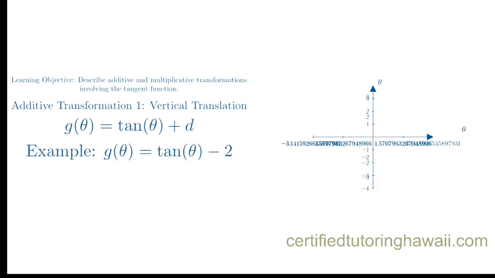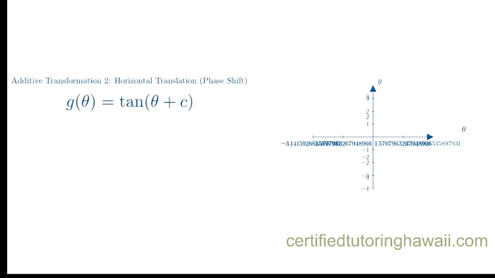Next is a horizontal translation, also known as a phase shift. This transformation is of the form g of theta equals tangent of theta plus c. The graph is shifted horizontally by negative c units. If c is positive, the graph shifts to the left. If c is negative, the graph shifts to the right. Again, the shape remains the same, only its position on the x-axis changes.